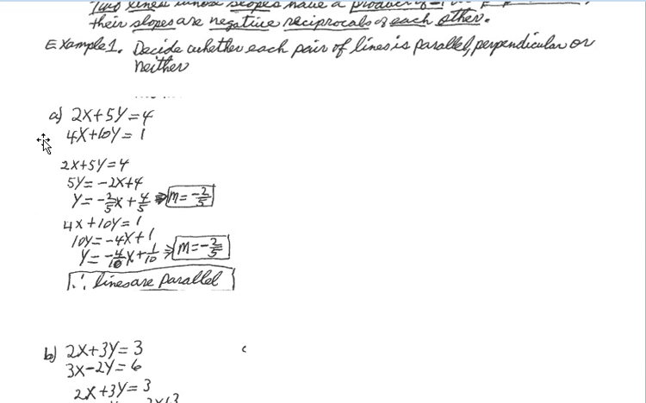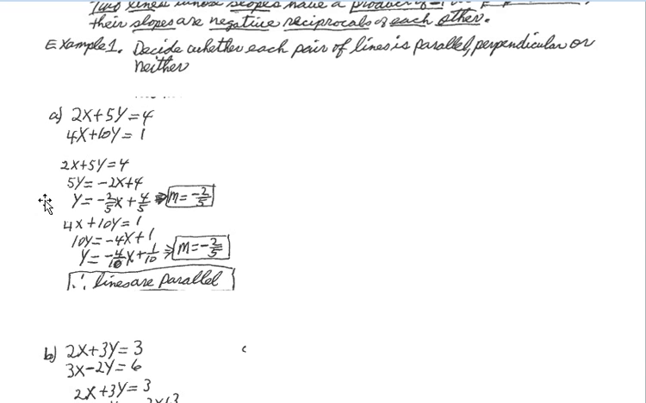Taking the first equation, 2x plus 5y equals 4, and solving for y, we get the equation y equals minus 2/5 x plus 4/5. Consequently, this equation is now in slope-intercept form, so the coefficient of x is the slope. So the slope of the first line is m equals minus 2/5.